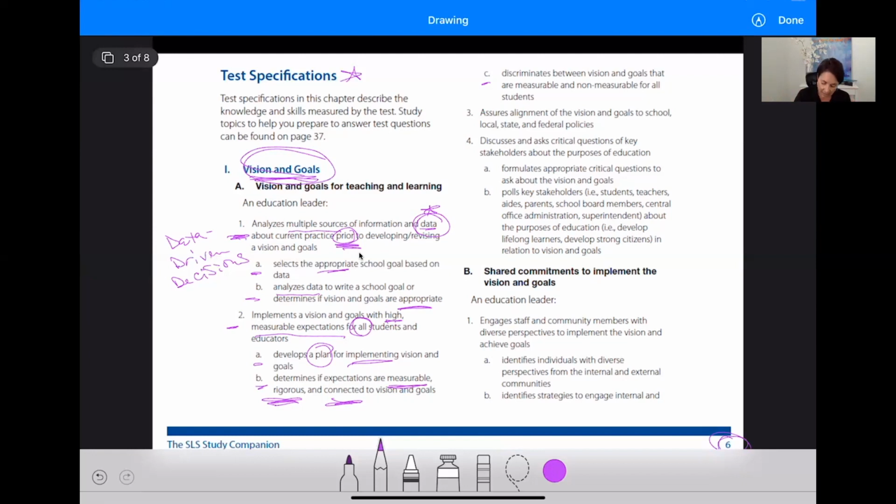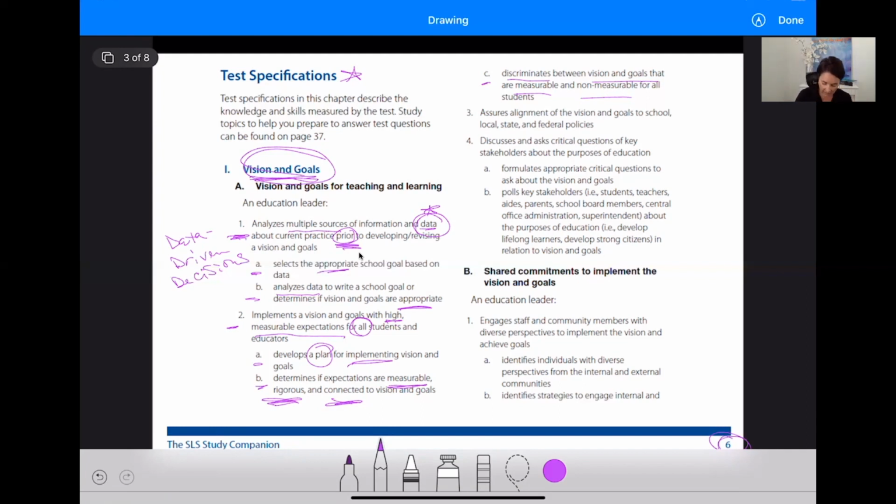And then C, discriminates between vision and goals that are measurable and not measurable. So you're going to have to look at a set of maybe things that your staff wants to do, or a set of things that you want to do, some expectations. And you have to determine, can I measure this? Is it appropriate? And make those decisions as you move through the school, right?